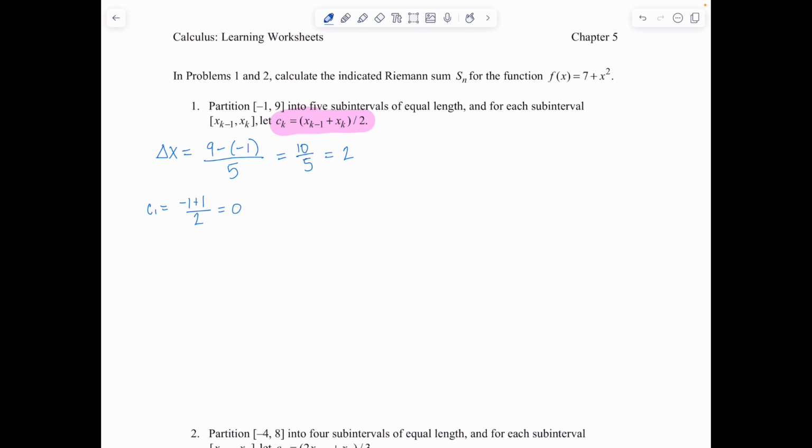So the first interval will be from -1 to 0, and then we'll have 1 plus 3 over 2, so that will take us to 2. And then next we'll have 3 plus 5 over 2, which will give us 4. And then we'll have 5 plus 7 over 2, which will give us 6. And lastly, we'll have 7 plus 9 over 2, which takes us to 8.